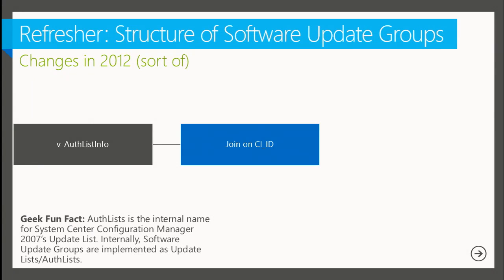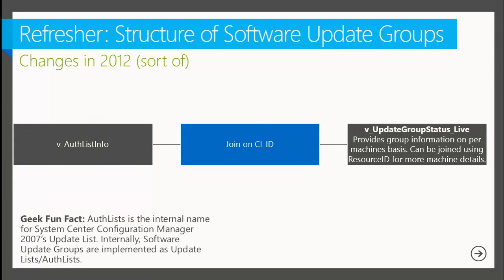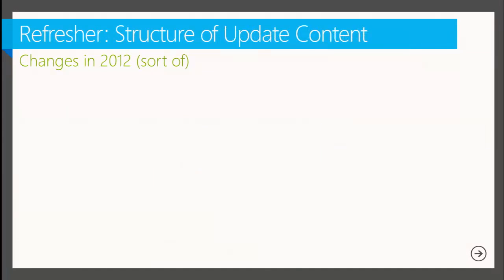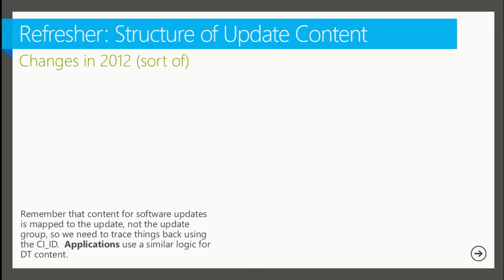Again, here we're joining on CIID, and you join out to the live status. Content updates. Now this one's a long diagram.